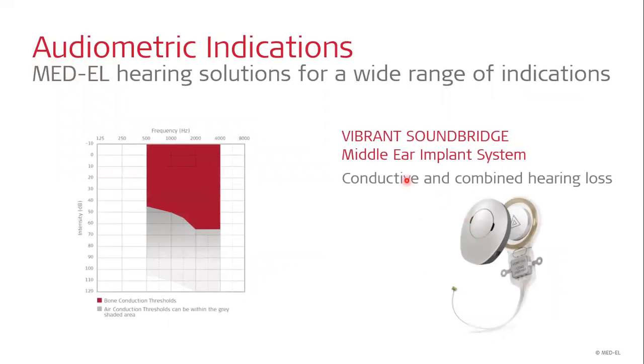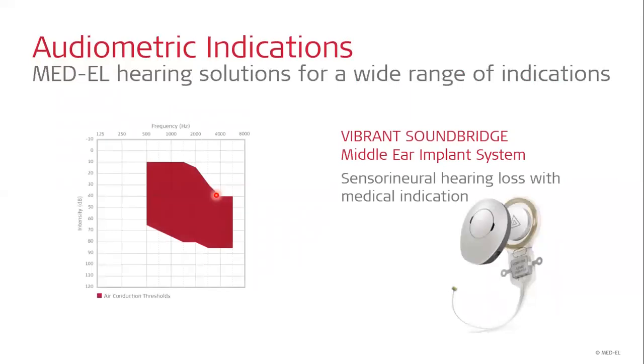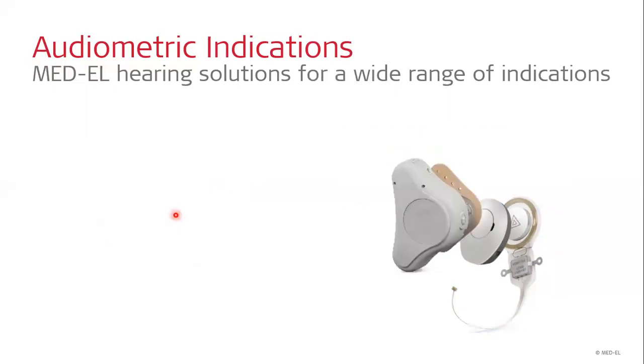We also have the Vibrant Soundbridge, and it is the solution for conductive and combined hearing loss patients. So the bone conduction threshold should be within this shaded area. And we have the, and it can be a solution for moderate or mild sensory neural hearing loss. So the air and bone conduction thresholds should be within this shaded area.